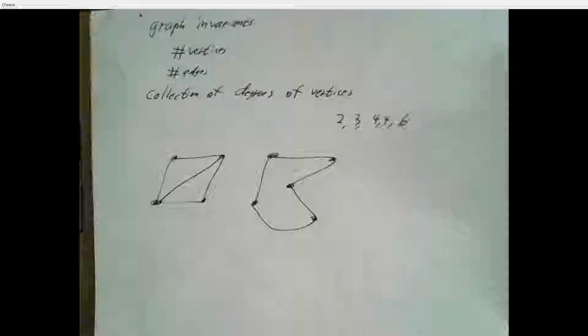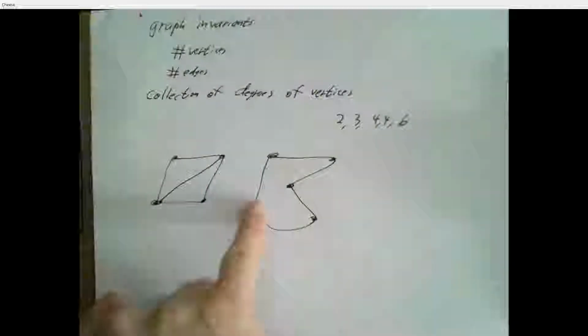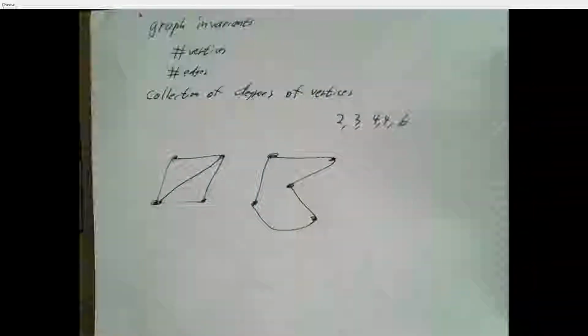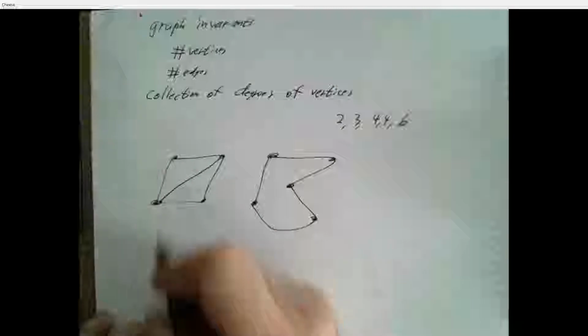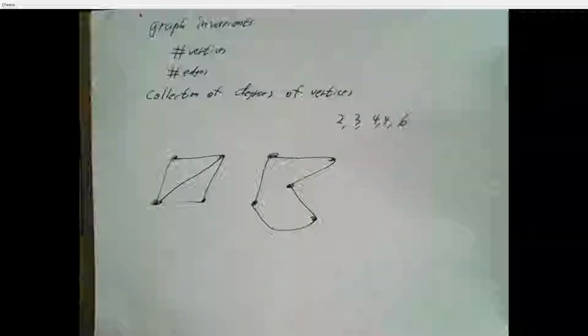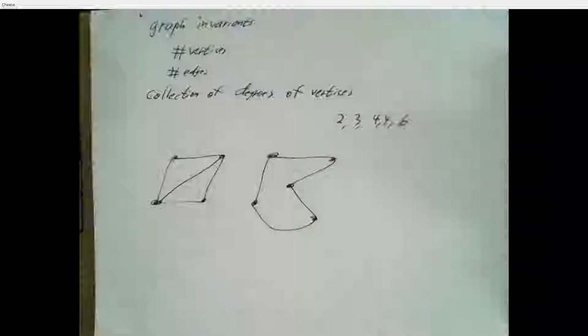But just because they agree in the number of vertices and edges doesn't mean they're the same. And in this case, if we count vertices, we'll see that they're different. But we could find graphs with the same number of vertices that are not isomorphic. And the same with the collection of degrees. So it's generally a hard question, and it gets into some of these very hard questions that we talked about at the end of Wednesday.